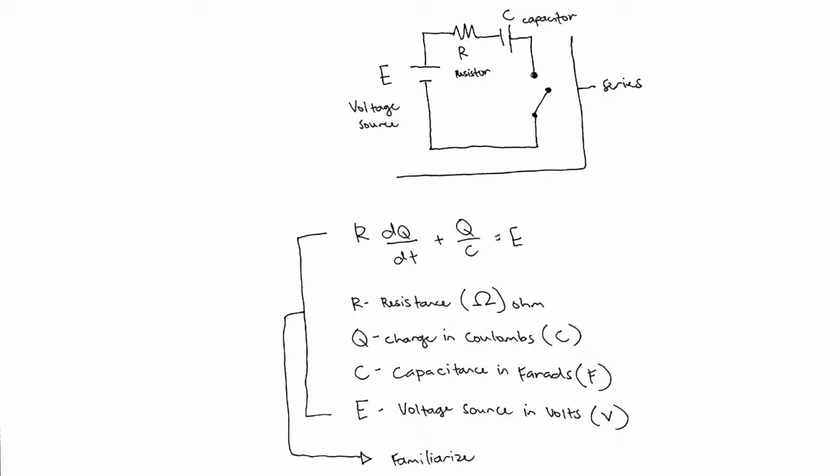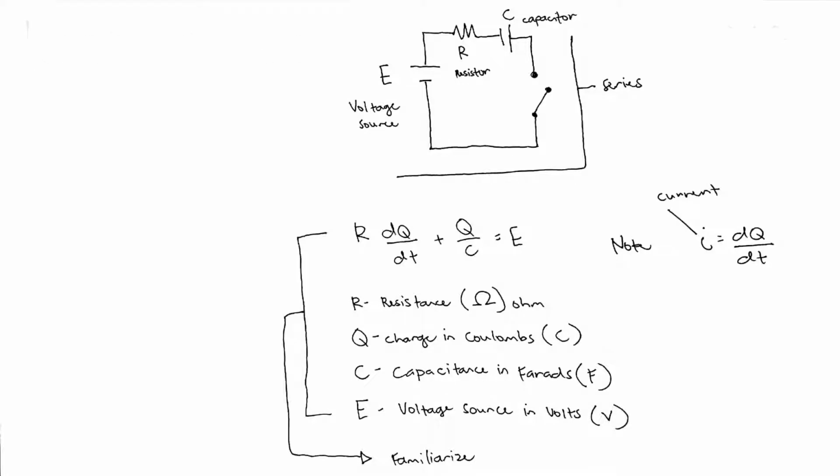Our differential equation for this application of DE is equivalent to R, which is the resistance in ohms, times the change in charge with respect to time, plus Q, the charge in coulombs, over C, which is the capacitance in farads, all equivalent to E, which is the voltage source. Remember, current is equal to change in charge with respect to time.